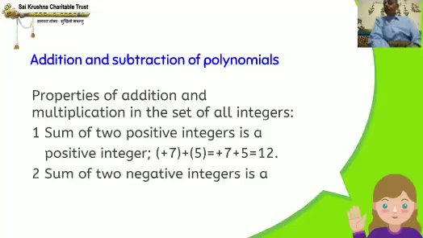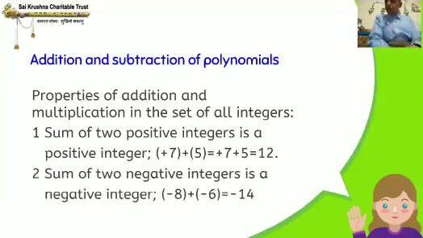Then the second property: the sum of two negative integers is a negative integer. So here is an example. Minus 8 plus minus 6 is equal to minus 14. So the second property is, the sum of two negative integers is a negative integer.